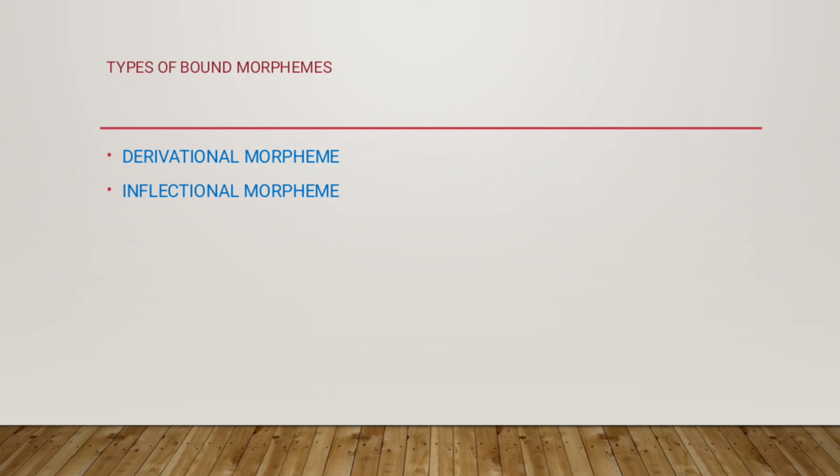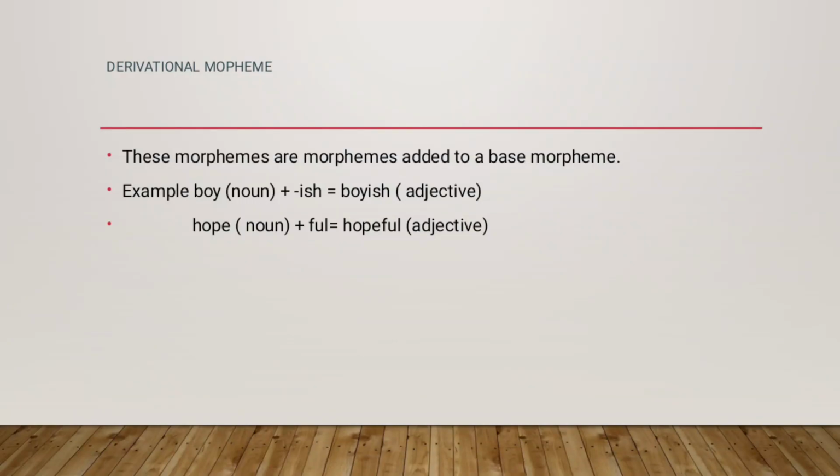We are moving forward to look at types of bound morphemes. The types of bound morphemes we have are derivational morphemes and inflectional morphemes. We are going to take a look at them one after the other. Somebody may ask, what are derivational morphemes? We say derivational morphemes are morphemes added to a base morpheme.